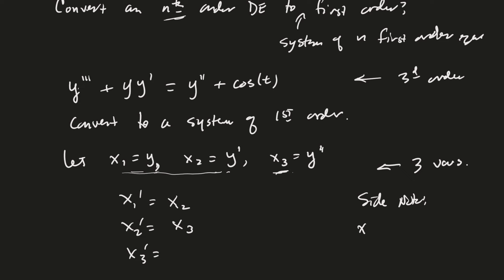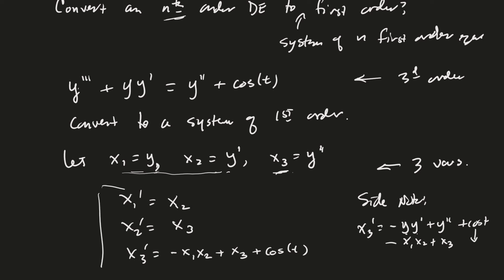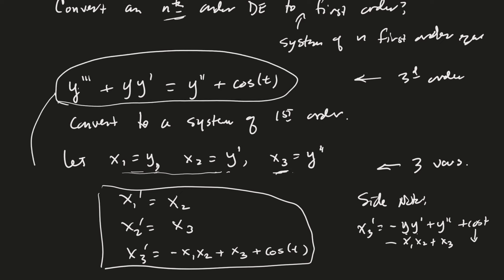And so we can write x3 prime is going to be minus y plus y double prime minus y prime plus cosine of t. And so then this is minus y is x1, y prime is x2, y double prime is x3, and then cosine t just drops down. So this becomes minus x1 minus x2 plus x3 plus cosine of t. Good. So this is the system of differential equations that corresponds to this third order differential equation.